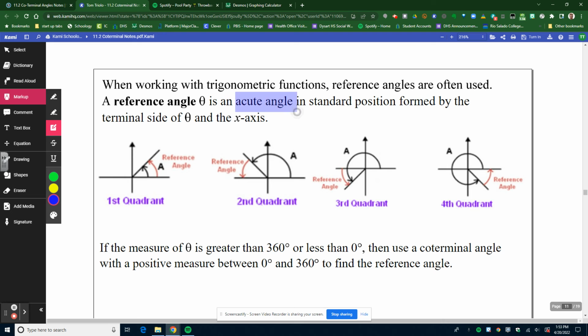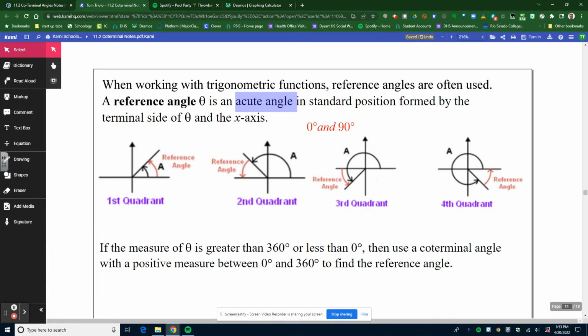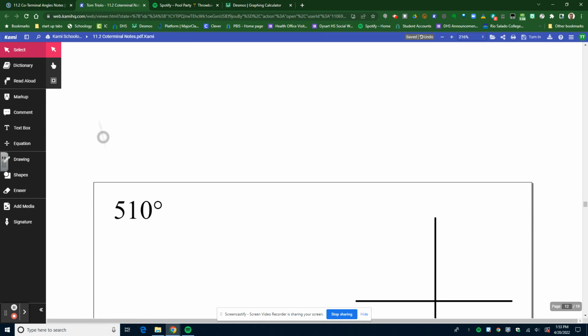What do you know about acute angles? Less than 90, but bigger than 0. So acute angle is always between 0 degrees and 90 degrees. Does it include either one of those? No, it does not. Okay. Because a 0 degree angle is 0, and a 90 degree angle is not an acute angle. It's a right angle. Remember we just did that at the beginning of class? Okay. Whoa. Okie dokie. So here we go.